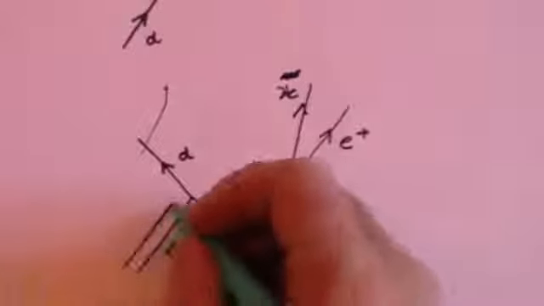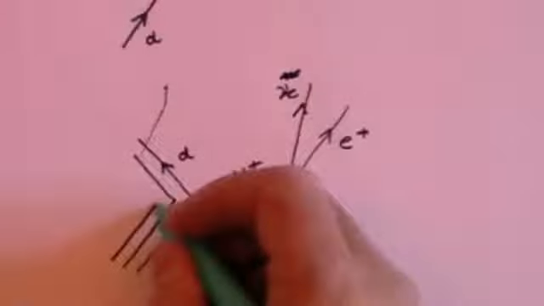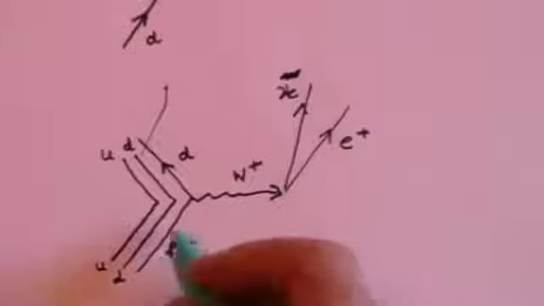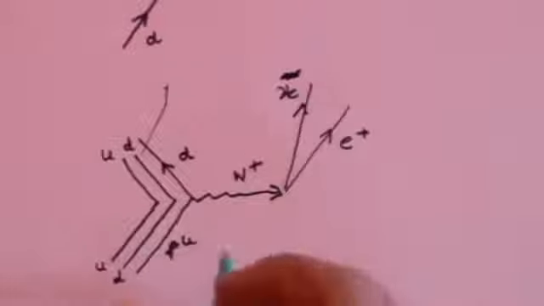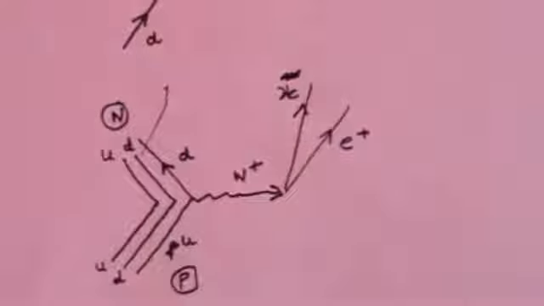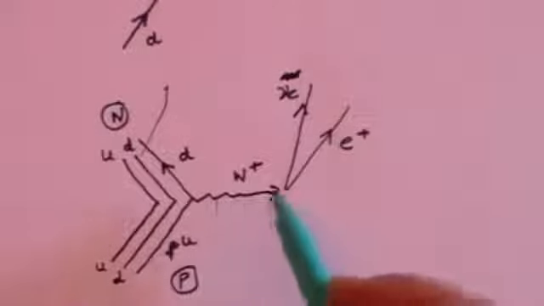And of course there are two other quarks which do not change, so there'll be an up and a down, an up and a down. And so one of the quarks, the up quark, that's this one here, changes into a down quark, and so you've got an up, down, up, which is a proton, changing into an up, down, down, which is a neutron, by virtue of the W plus.